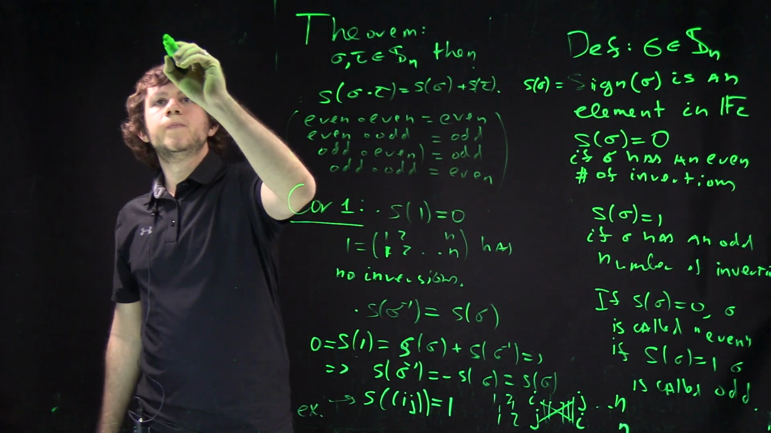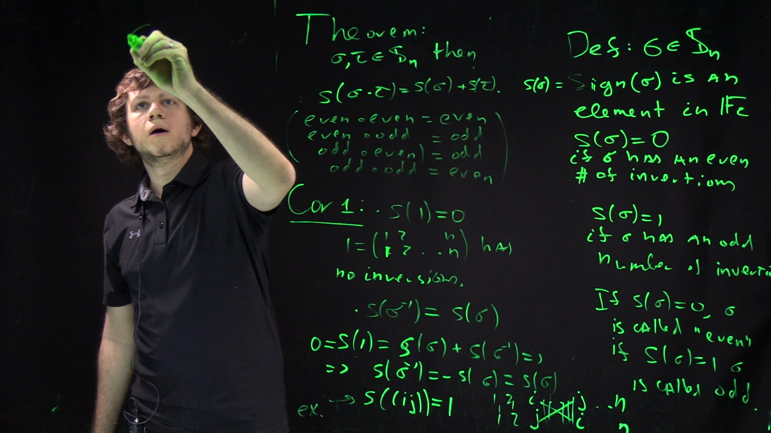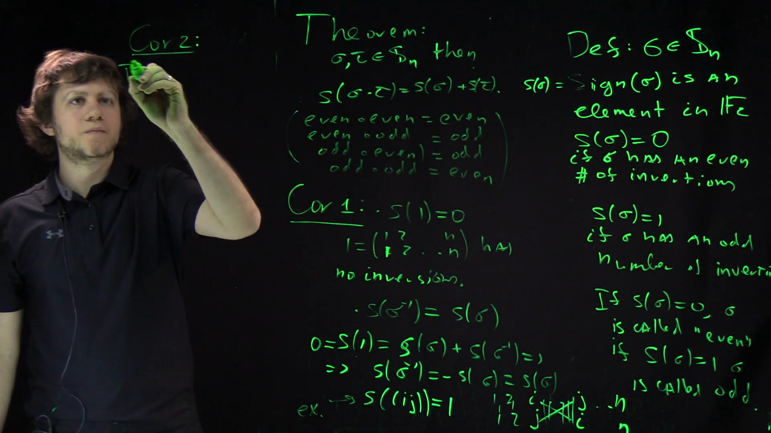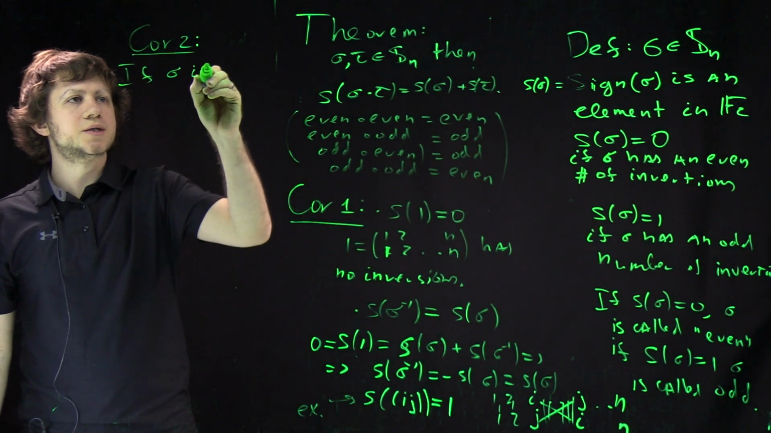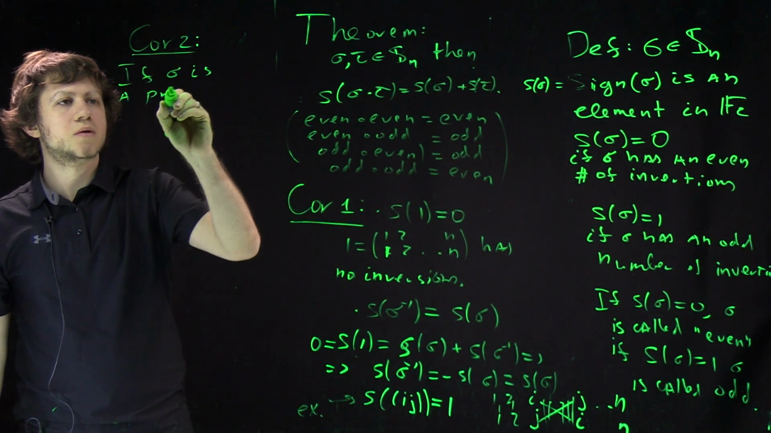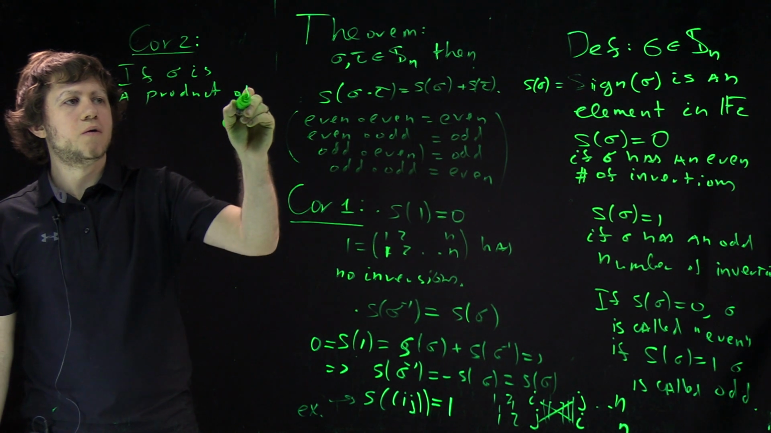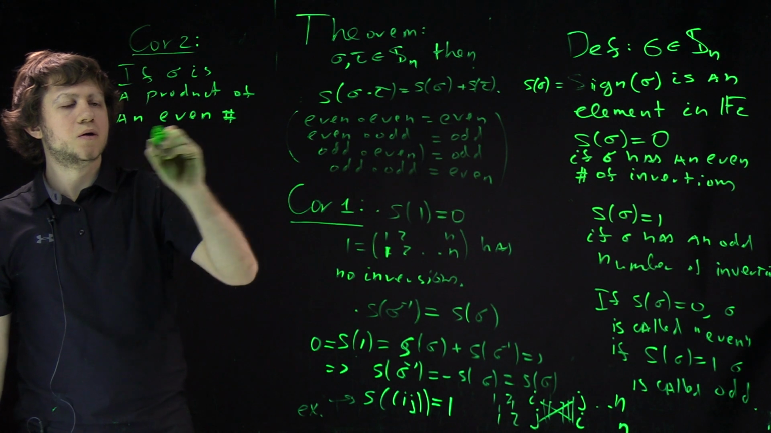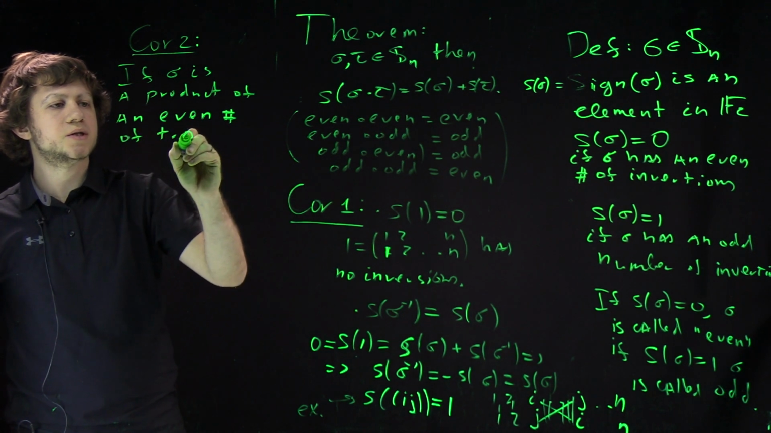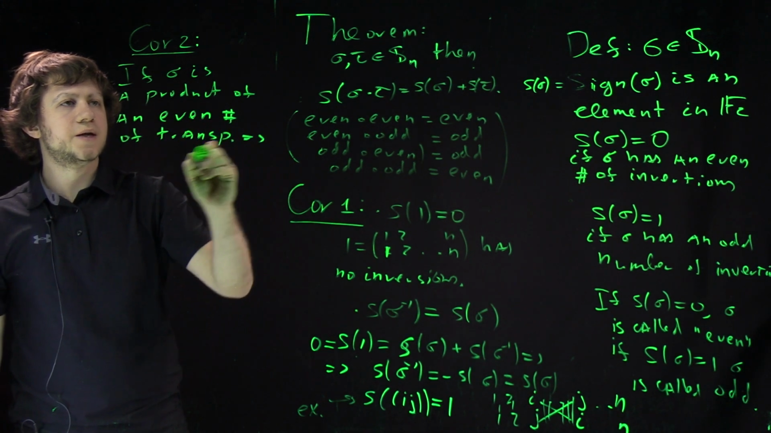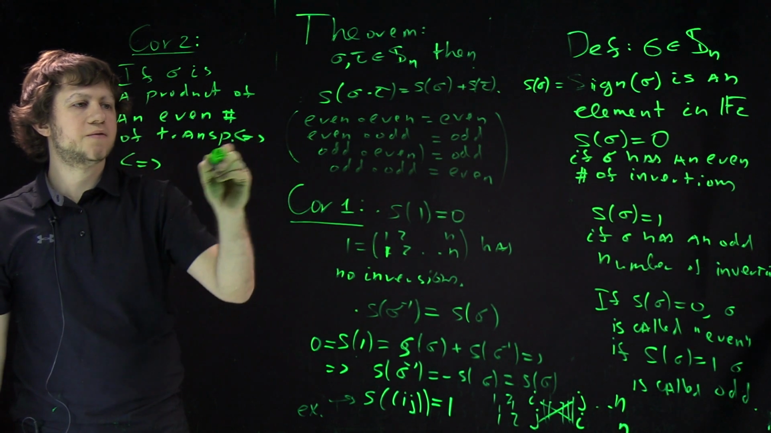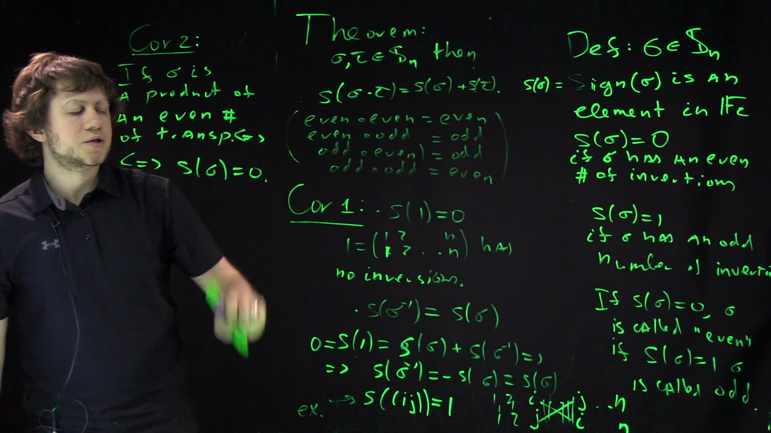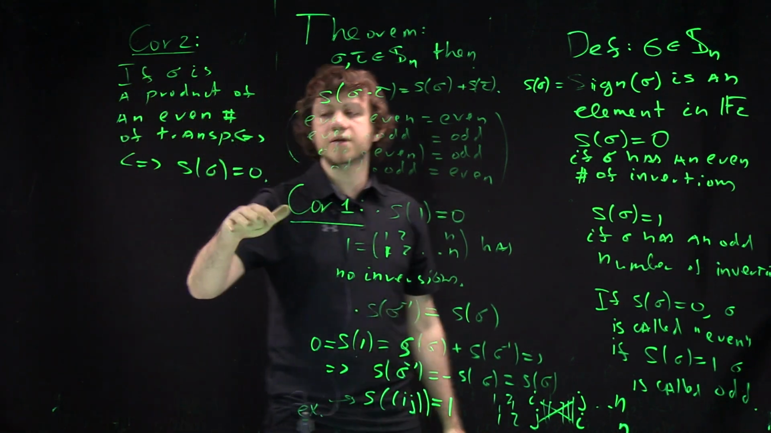So corollary 2 is that, if sigma is a product of an even number of transpositions, then this happens if and only if sign of sigma is 0. So basically, even number of transpositions, it's even, otherwise odd.